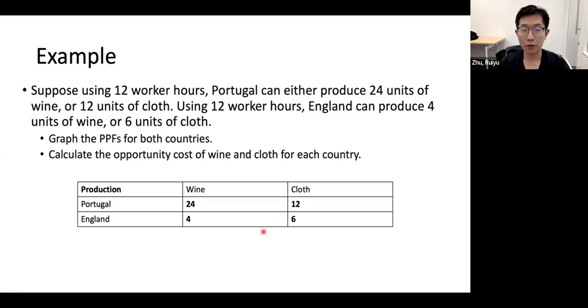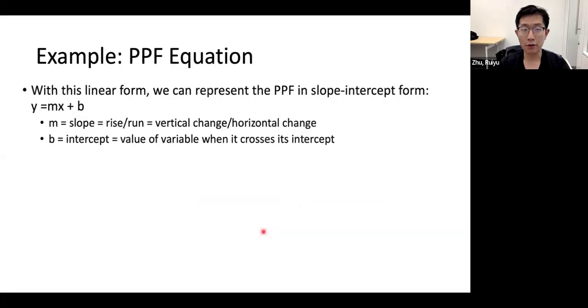So now we want to construct their PPF. As you may remember, here every worker has the same productivity on both goods, so there's no difference in productivity among different workers. So we should expect that the PPF here is a straight line, because the exchange rate is constant.